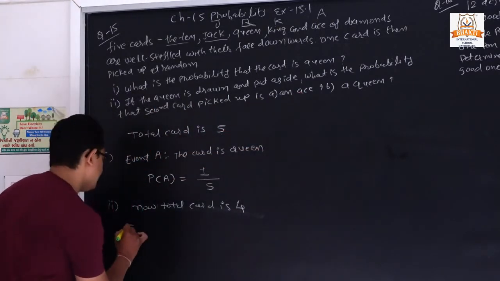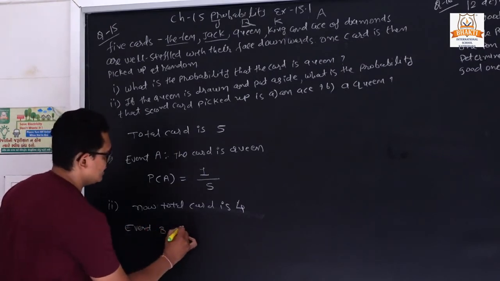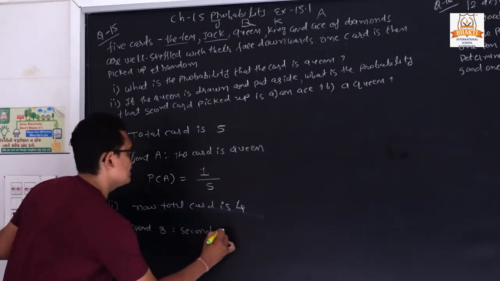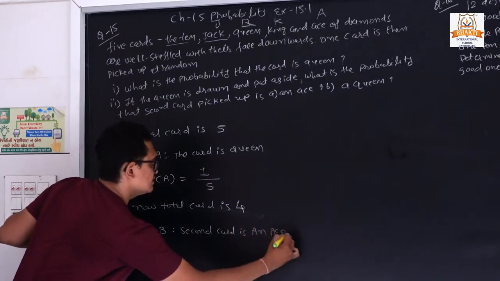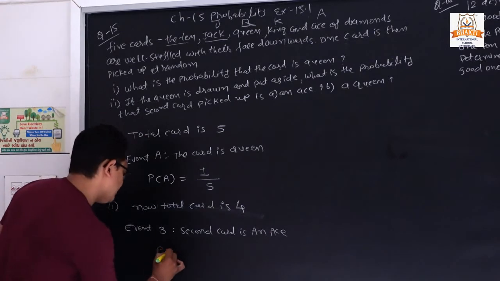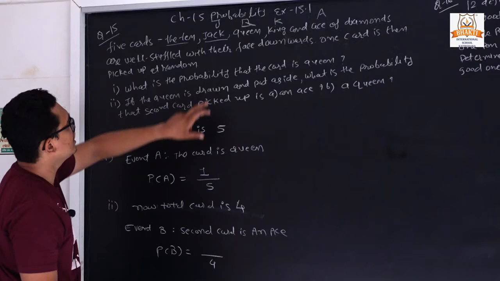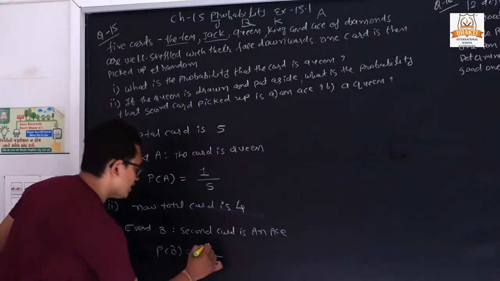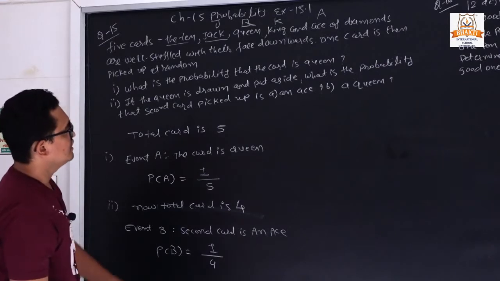So we can write event B: the second card is an ace. Now how many total cards do we have? 4, and out of 4 cards we have only one ace. So what is its probability? 1 by 4.